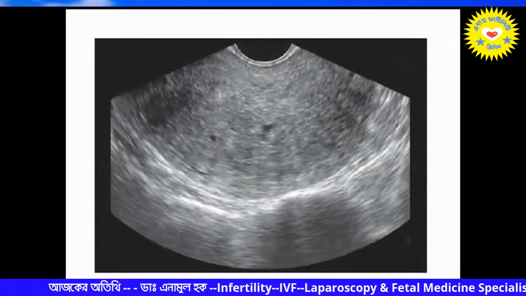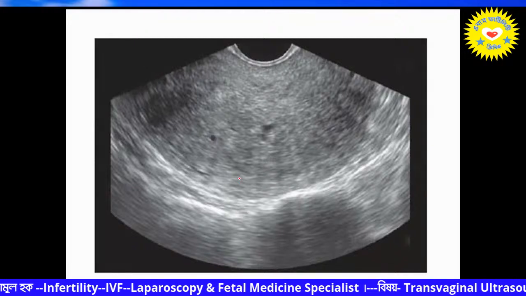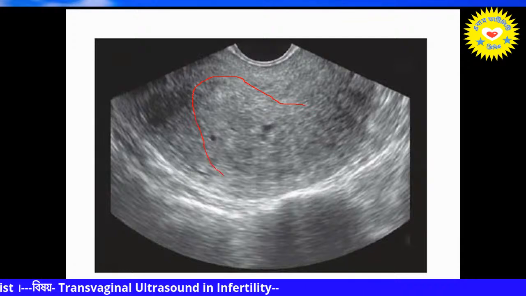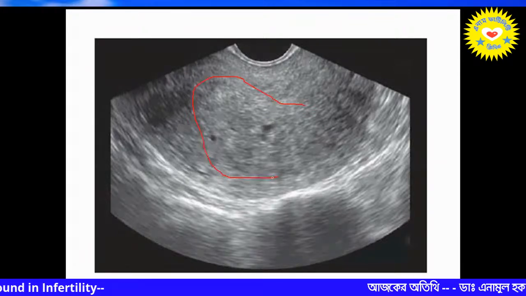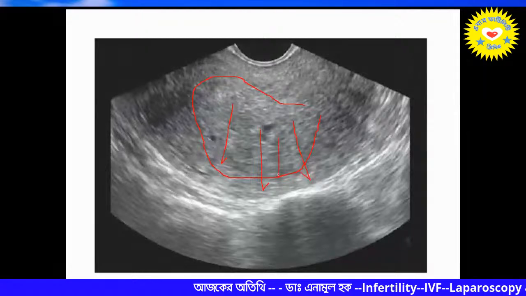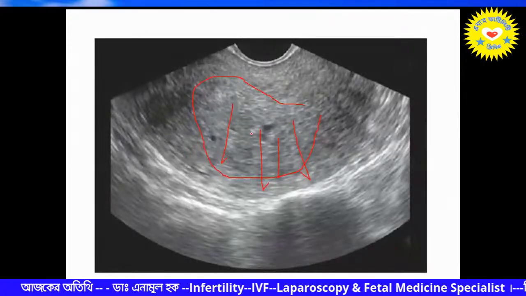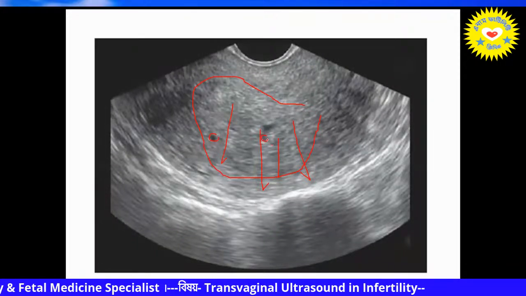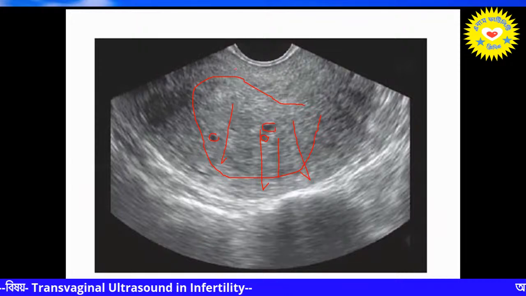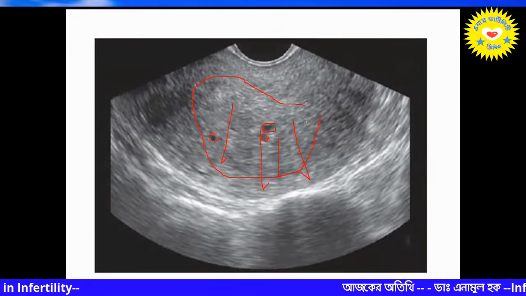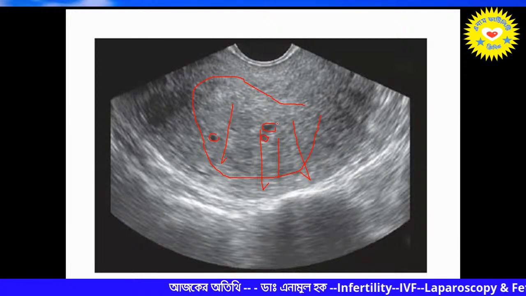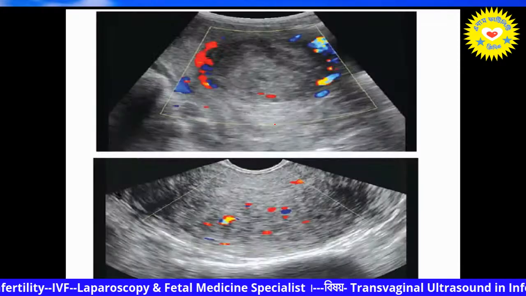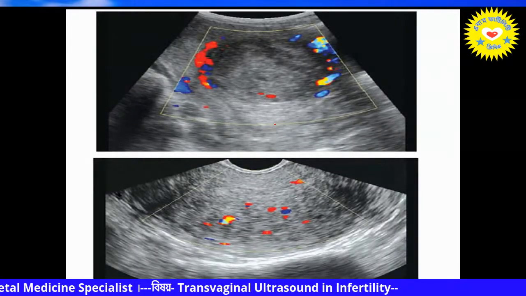And here you see in a sagittal section, you are seeing an ill-defined structure with a sunbeam appearance. This is called sunbeam appearance. In a sunbeam appearance, you are seeing the ill-defined mass. Within the mass, you are seeing multiple anechoic structures. This is suggestive of adenomyosis. An ill-defined mass with the sunbeam appearance with multiple anechoic structures is suggestive of adenomyosis.